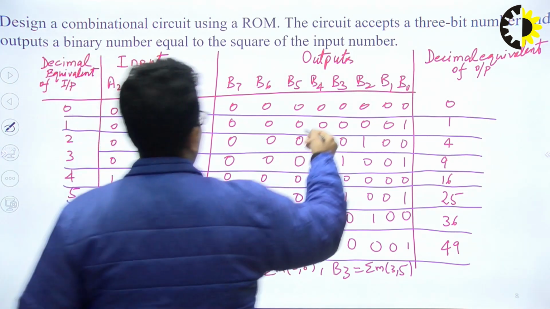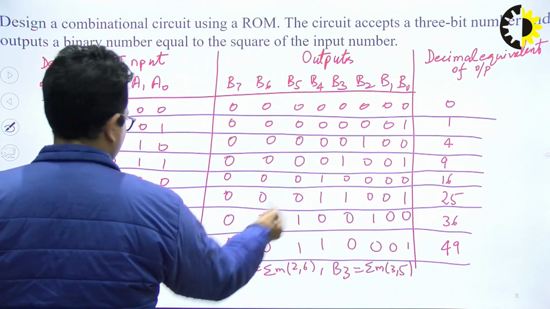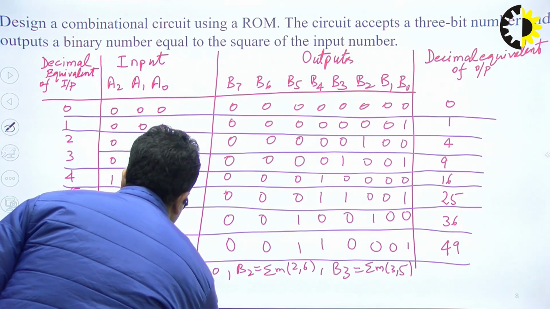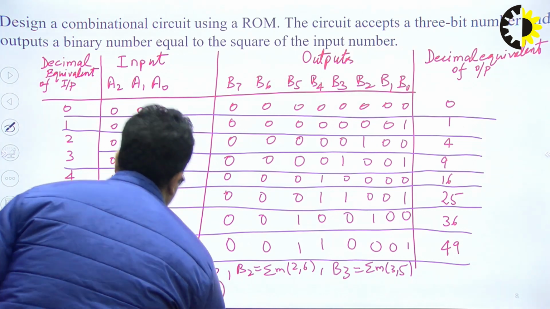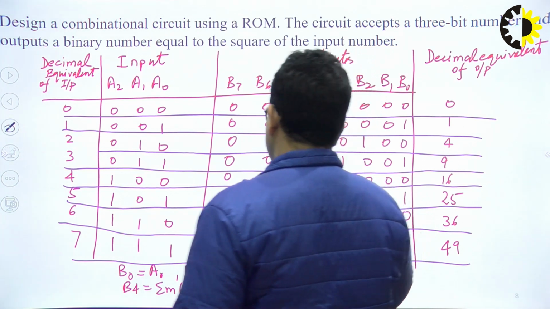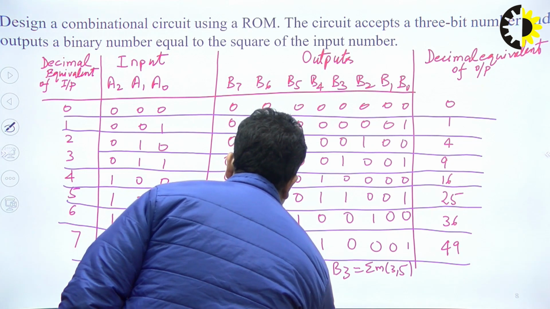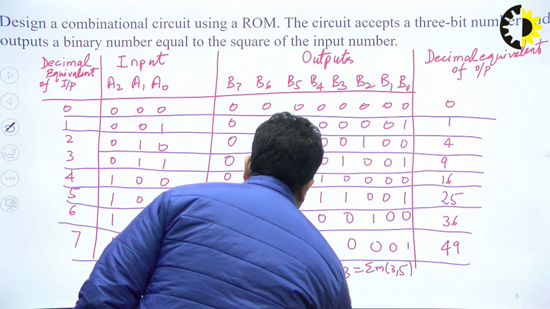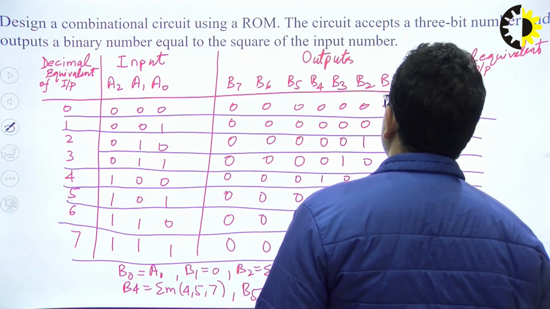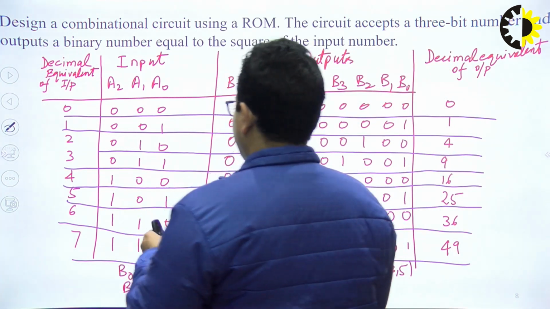B4, we are having B4 at 1 at 4, 5 and 7. Similarly, B5 is giving 1 at 6 and 7. Right? So in this way, we can realize this circuit with the help of PROM.